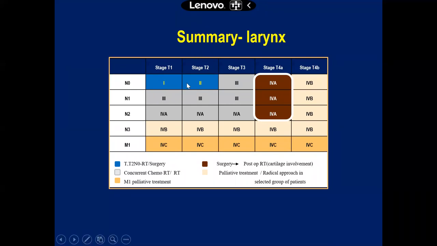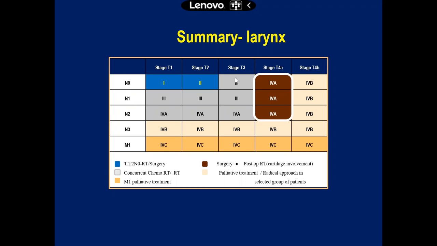In stage one and stage two, our intention is to have a cure, and number two, to have a good quality of voice. So it can be either radiotherapy or surgery, but you should limit the toxicity.